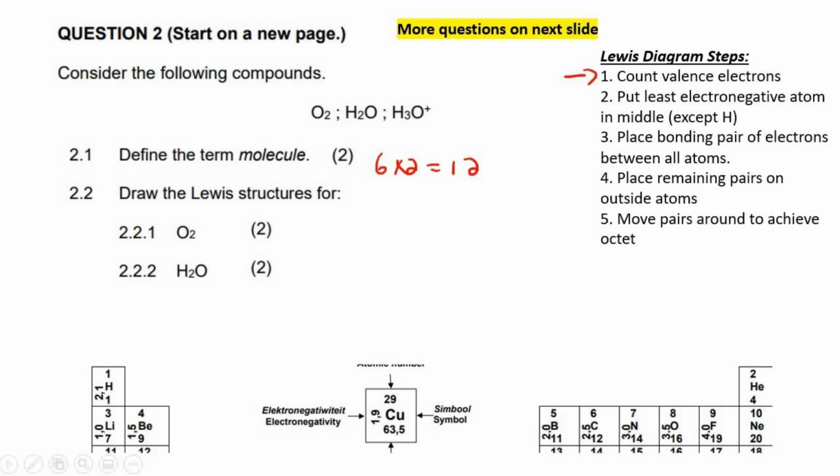Count the valence electrons, and you do that for every atom. The next step says put the least electronegative atom in the middle. But now we only have 2 oxygens, so you can't have a middle atom. So we just put them next to each other like that. So that's step 2 done. Next, place a bonding pair of electrons between all atoms. There's a bonding pair. So we've done step 3. Place all the remaining pairs on the outside atoms. Well, we only have 2, so they are both considered to be the outside. So you can just put them in pairs of 2, like they said.